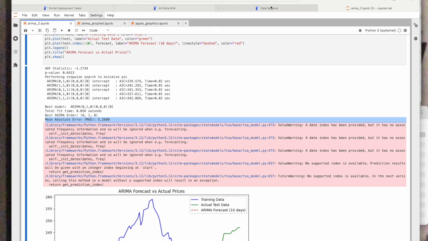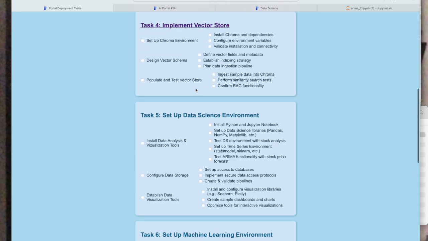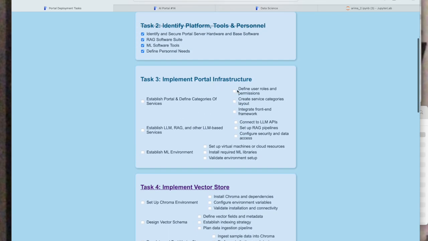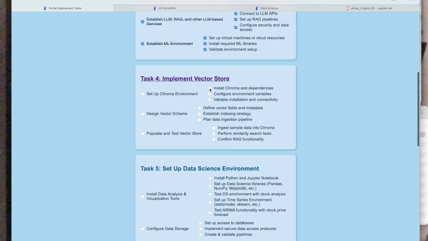So this is done. Let's go over here to portal deployment tasks. Let's just bring ourselves up to speed. Implement the portal infrastructure, define users, create user layouts, integrate the framework, connect the LLM API, set up the RAG, configure security and data. Let's check all this off. We've done this in previous videos. Implement the vector store, install Chroma, configure the environment, validate. And a couple of these actually overlap with previous tasks.